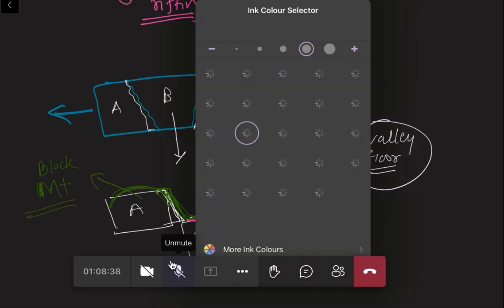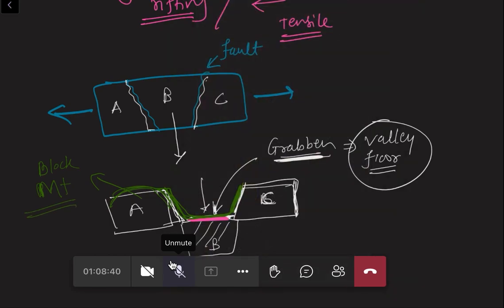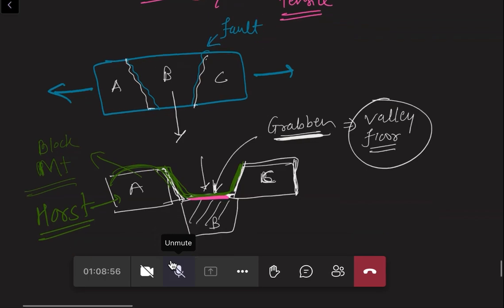But this block is also called, there is a word, it's called horst. This is called horst. That's why sometimes block mountains are also called horst mountains. Block mountains are also called horst mountains. Okay, what are the examples now?